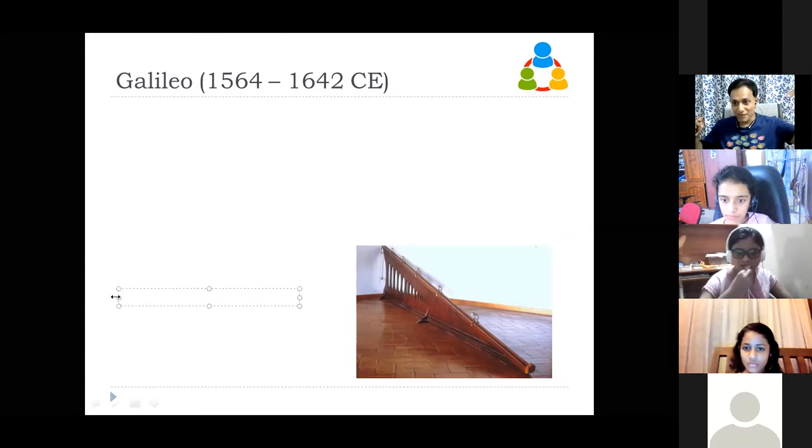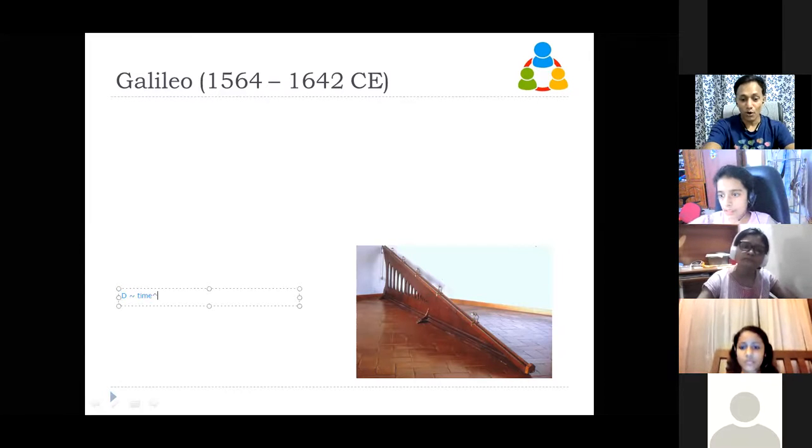Between the distance traveled, or the length of this groove, where he drops here and collects here, which is the length of the groove, which is the distance traveled, let us assume which is d. So he realized that it is directly proportional to the square of the time taken. So that was his observation.